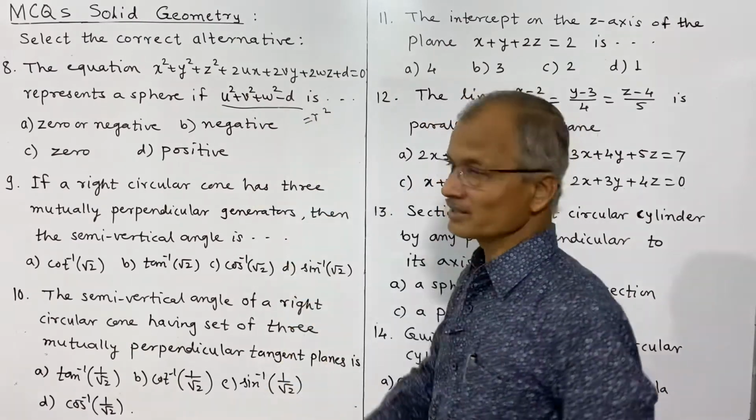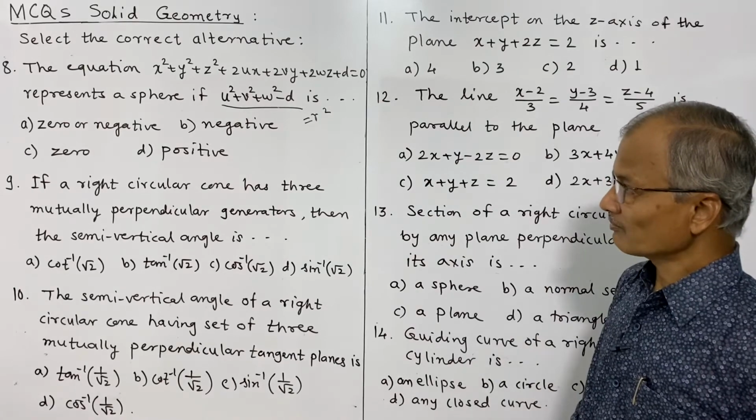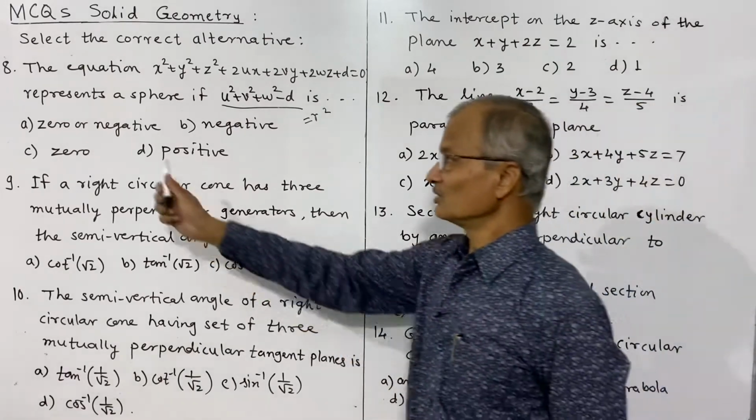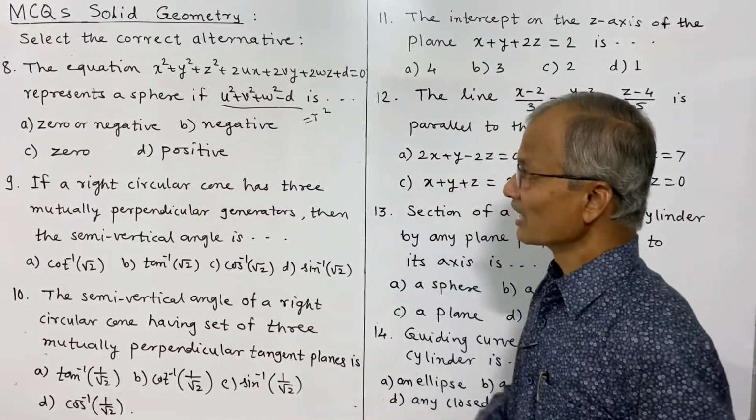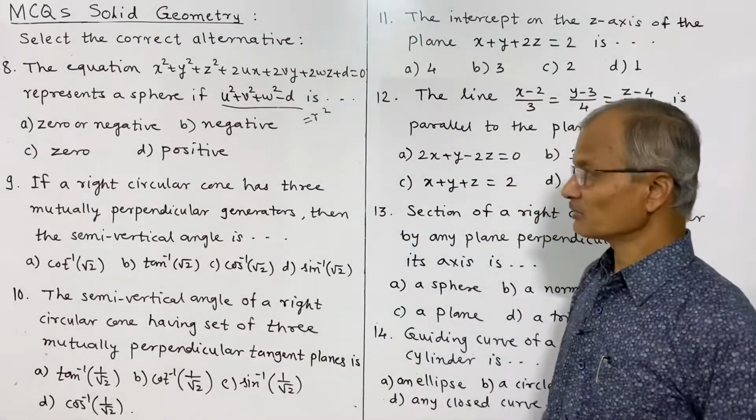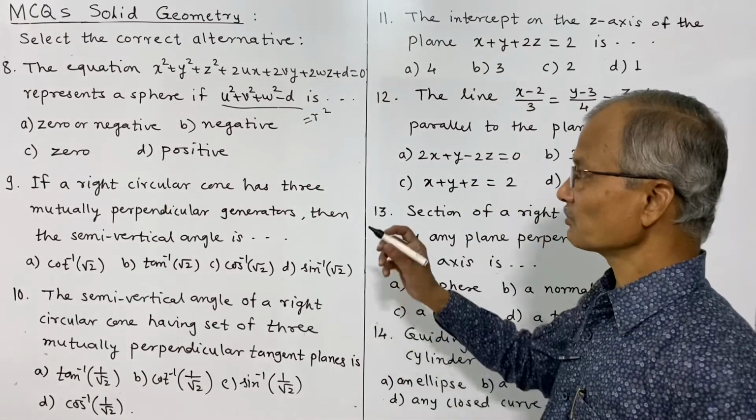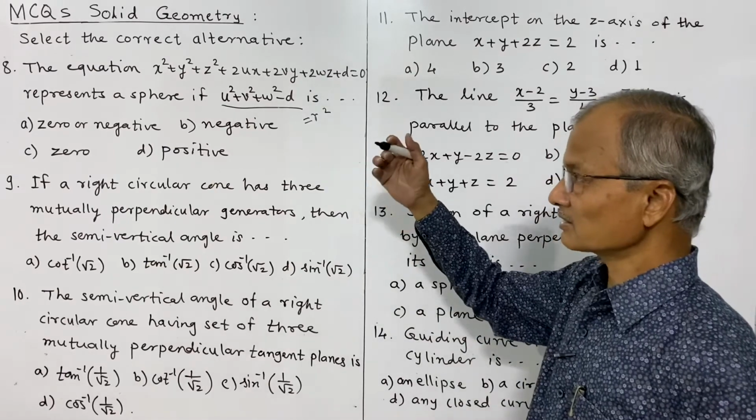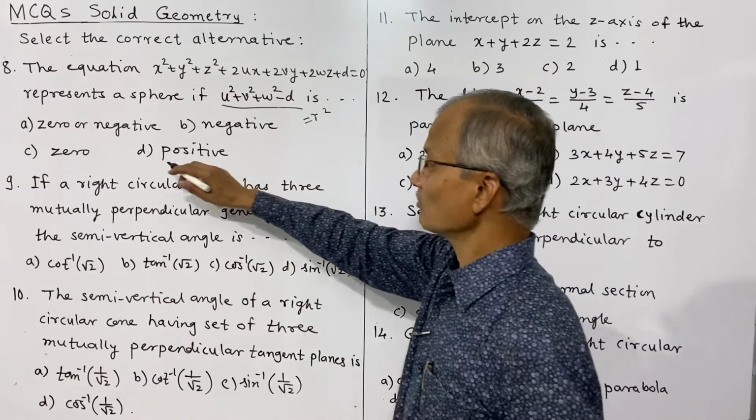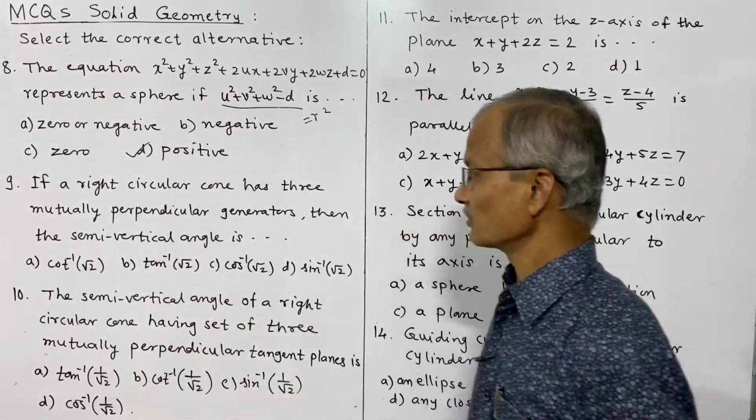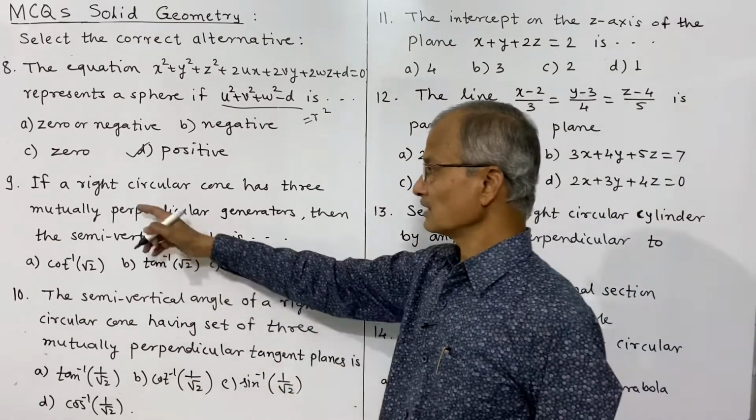This is equal to radius square, and radius square of a sphere must be what? 0 or negative, 0, positive. For a real sphere, the radius must be positive, and if it is 0, then the sphere will be only a point. Radius will never be negative, and therefore here the alternative must be radius square must be positive. The next question is about a right circular cone.